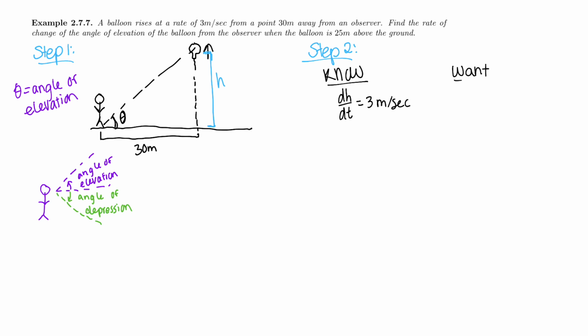We want to find the change of the angle of elevation, so as this thing gets up, that angle of elevation is going to grow, the angle of elevation of the balloon from the observer when the balloon is 25 meters above the ground. So we want d theta/dt when h is equal to 25 meters.